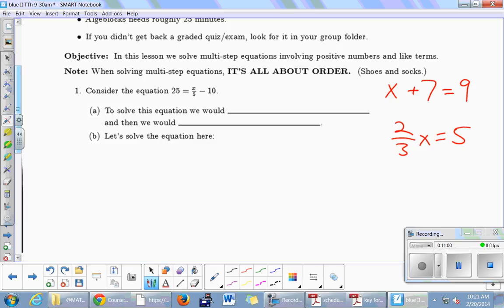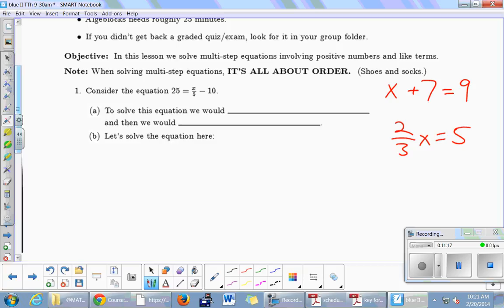So there's this thing written up here in all caps. It's all about the order. So look at this red equation, the first one. Somebody added 7 to our x. What do we do to solve for x? We subtract 7. We just have to do the opposite. Somebody multiplied by 2/3. We divide by 2/3.